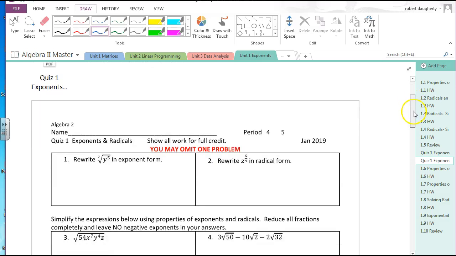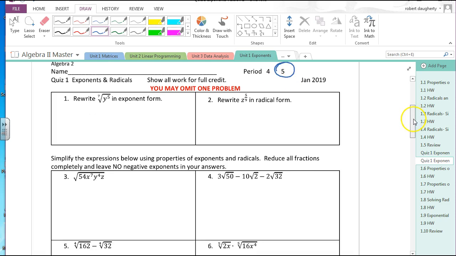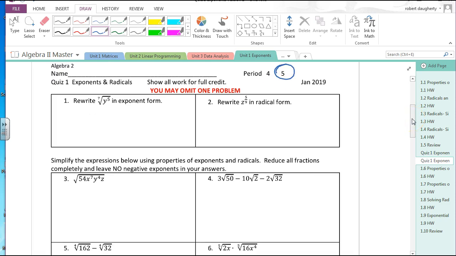Quiz 1, Algebra 2, 5th period. Let's work through this quiz just to see if you have any kind of questions or problems that you need to resolve. Rewrite in exponential form. So this is y to the 5/7. That's how you go from radical to exponential form.